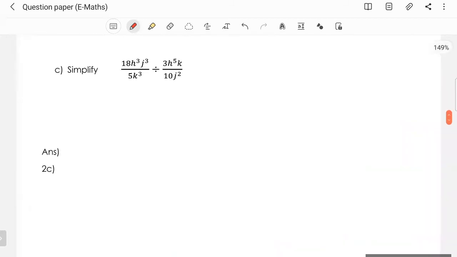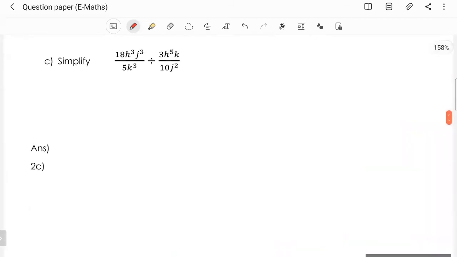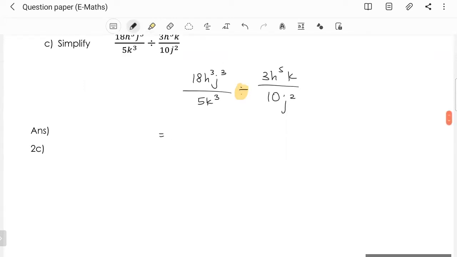So let's look at 2c. This is a simplification question. So we have 18h to the power 3, j to the power 3, divided by 5k to the power 3. This whole fraction is divided by 3h to the power 5 times k over 10g squared. This is how we deal with indices. Whenever we have fractions and then we have a divide, what I normally do is I flip it into multiplication. The first fraction remains the same. What is flipped is the second one.